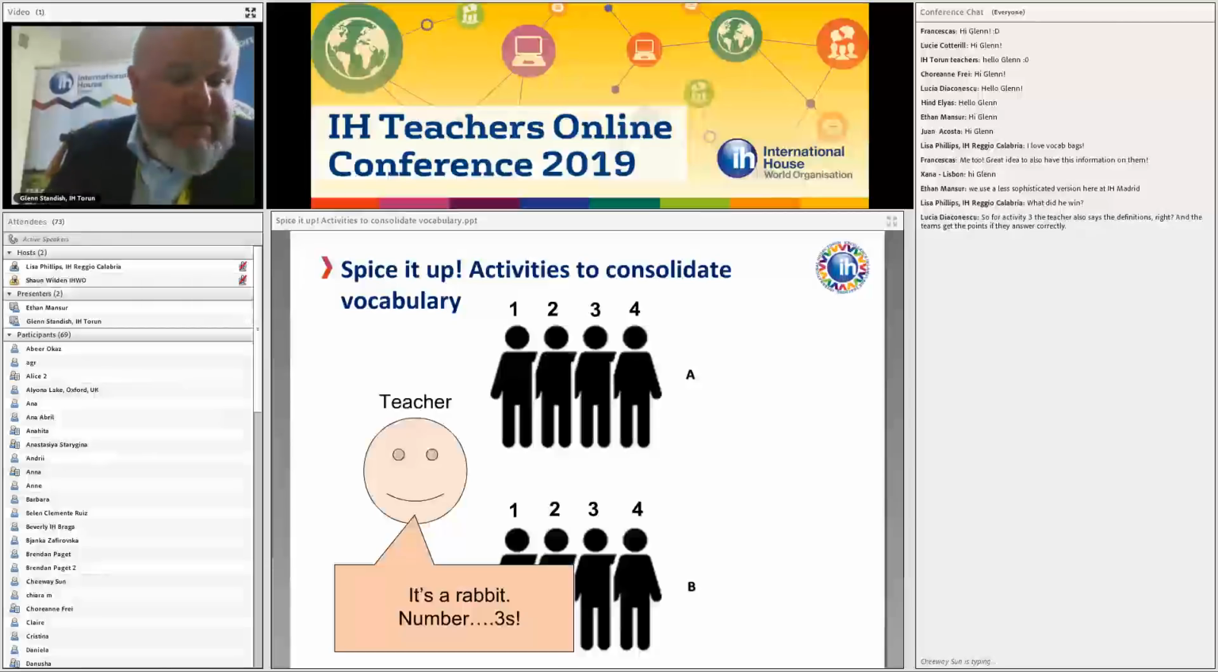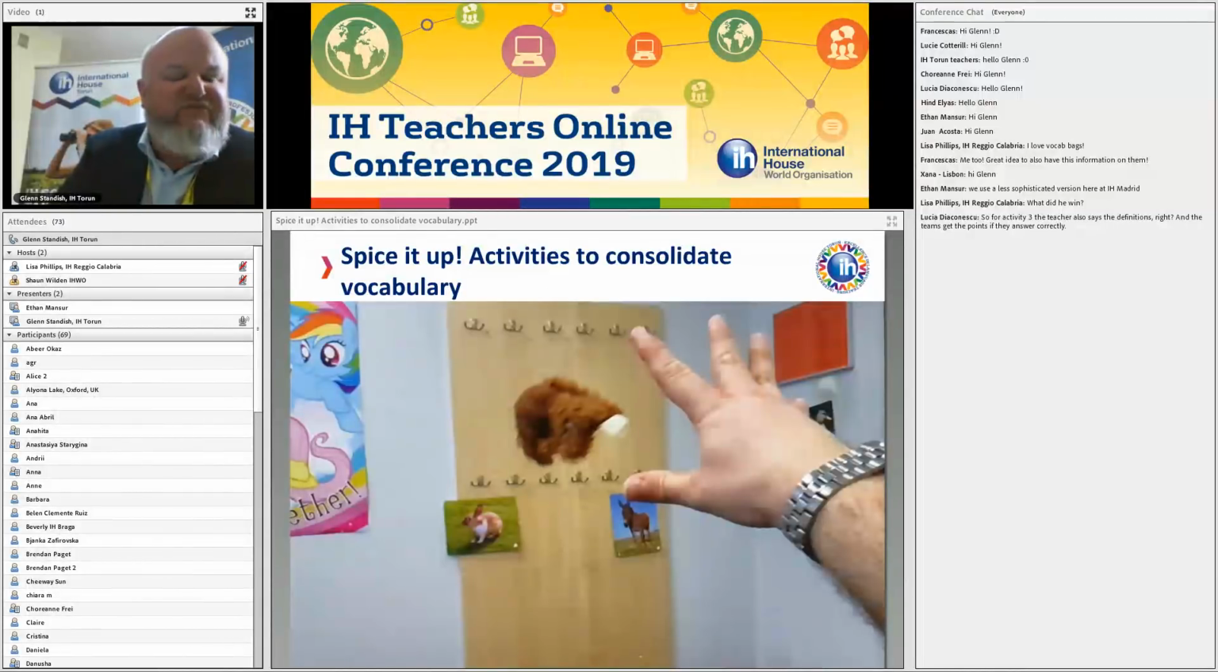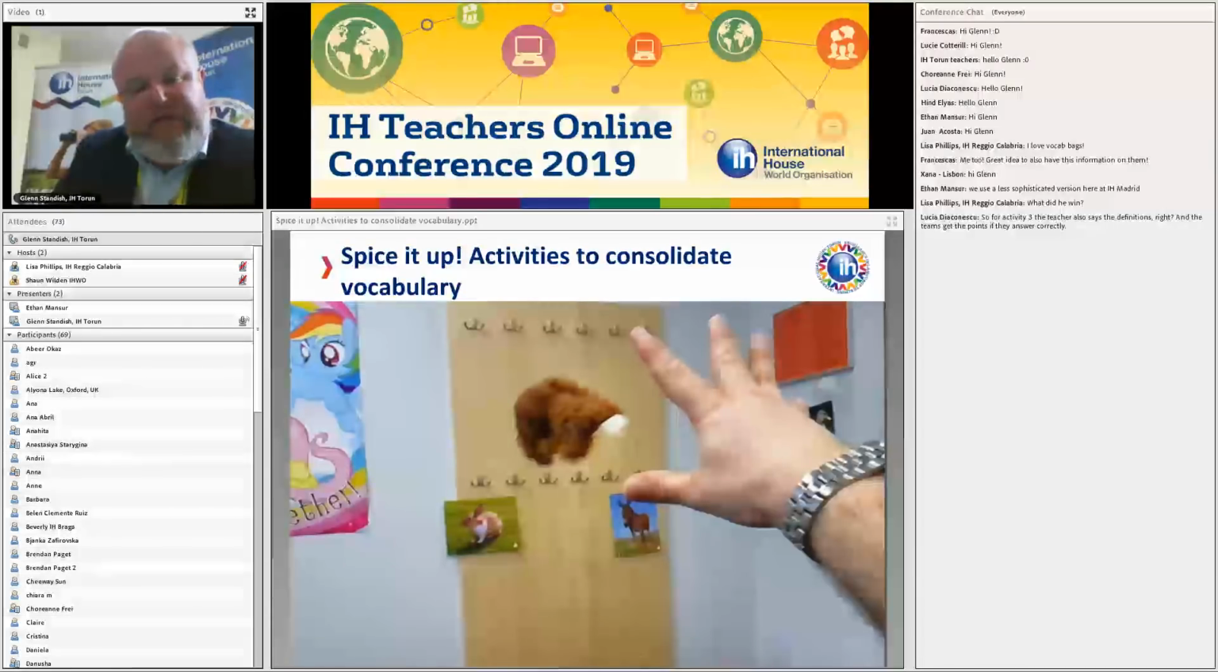learners. It's a rabbit. Number 3s, and then number 3s literally grab their cuddly toy and they throw their cuddly toy at the correct word, and whichever team manages to hit the word first or gets as close to the word as possible then gets a point. Okay, so it's very similar to grab the word, but it works very, very well with younger learners.